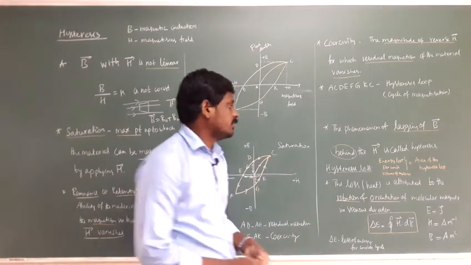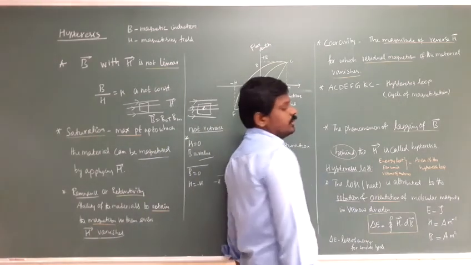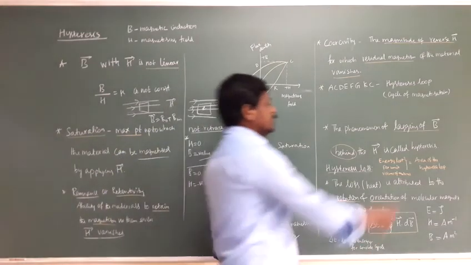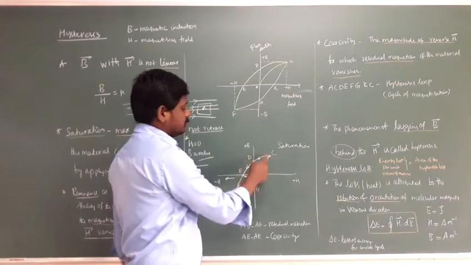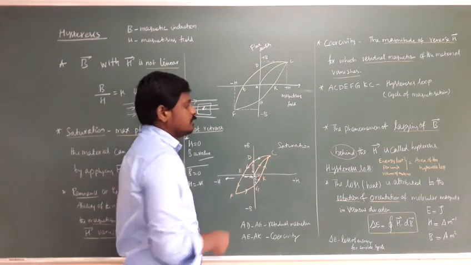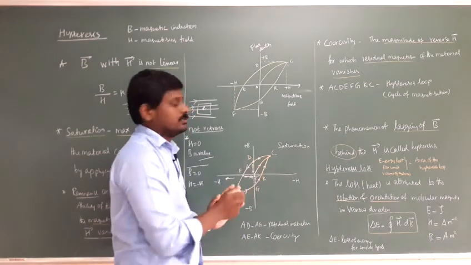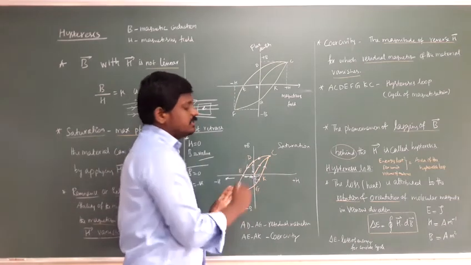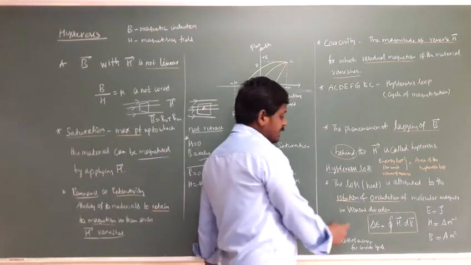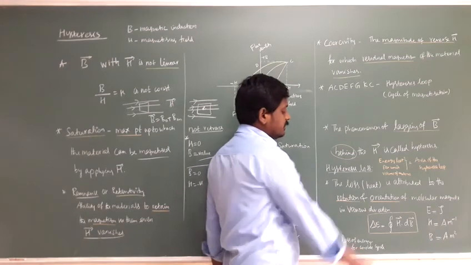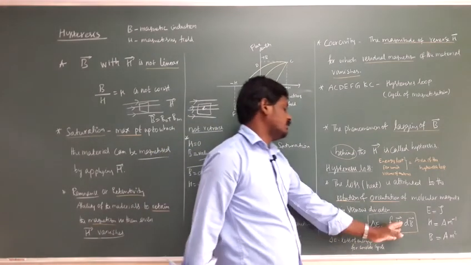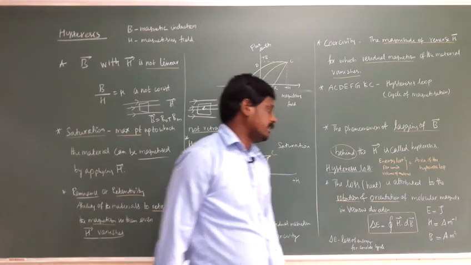Then the energy lost per unit volume of a material for one complete cycle is equal to the area of the hysteresis loop. So this area of the hysteresis loop is equal to the energy loss per unit volume of a material for one complete hysteresis loop. That energy loss delta E is equal to the closed integral of H dot dB. H is the magnetizing field, B is the magnetic induction.